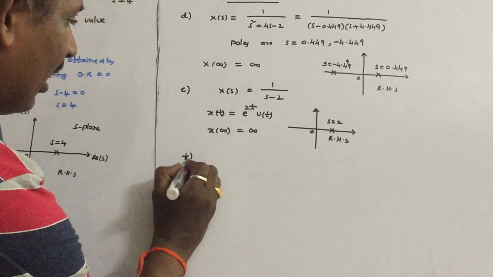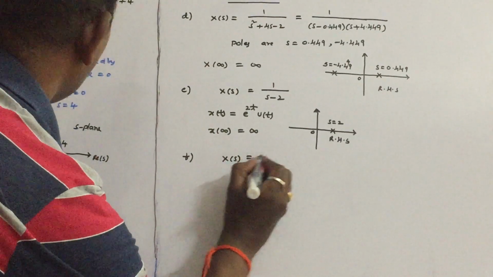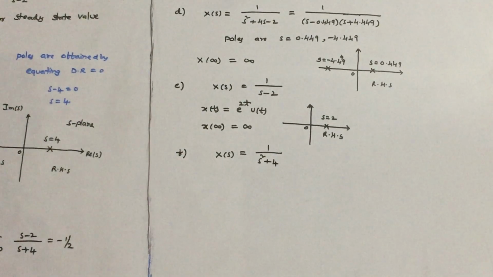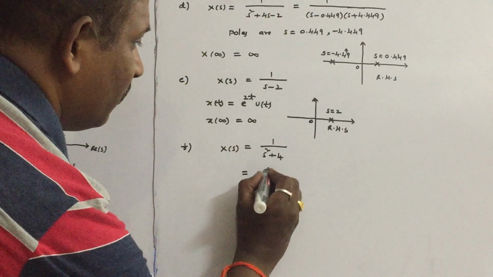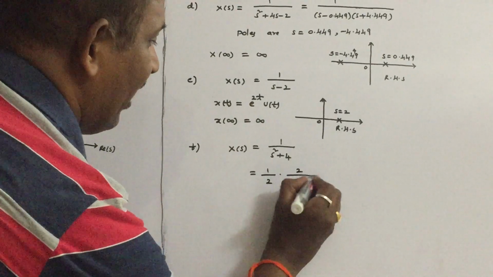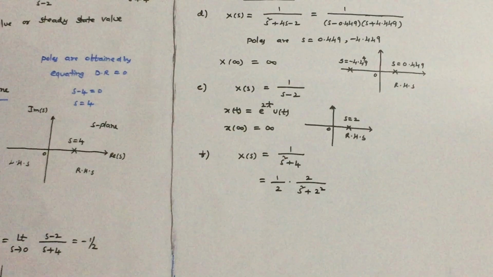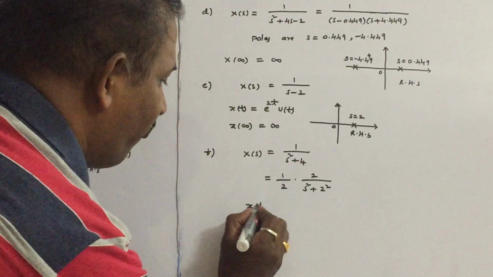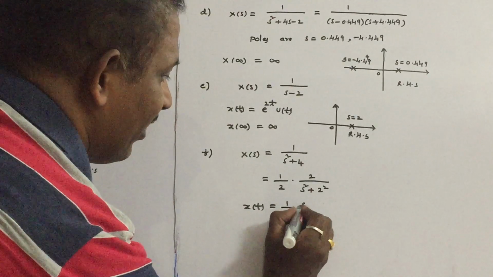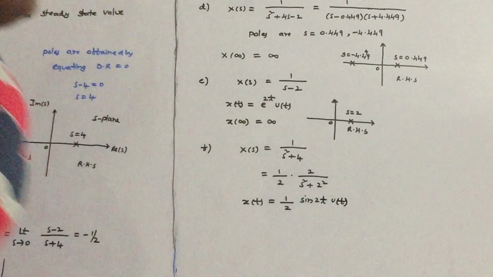So let us see the last one. X of s is equal to 1 by s square plus 4. This can be written as 1 by 2 into 2 by s square plus 2 square. So what is the inverse Laplace transform? x of t is, from a by s square plus a square, sine at. So that is sine 2t into u of t.